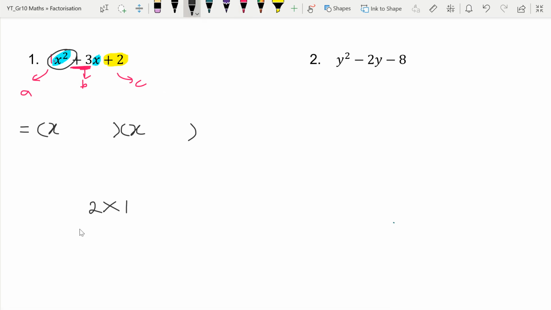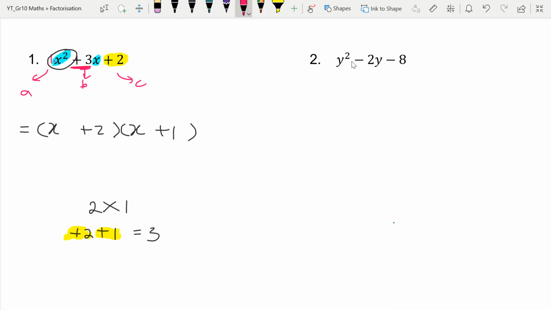So if we have plus 2 and we add another 1 to it, it will give us 3. So that is what's going to go into our factors: plus 2, plus 1. And if we FOIL it out, you will see that we get back to that trinomial where we started. And then we factorized it. Let's look at the second one.